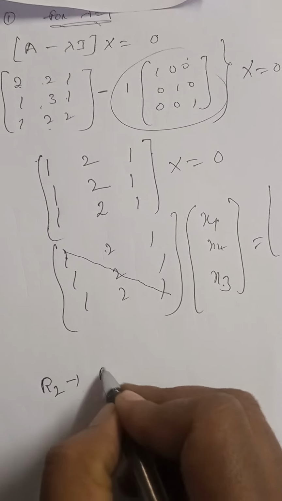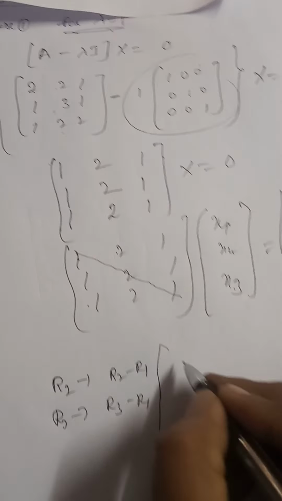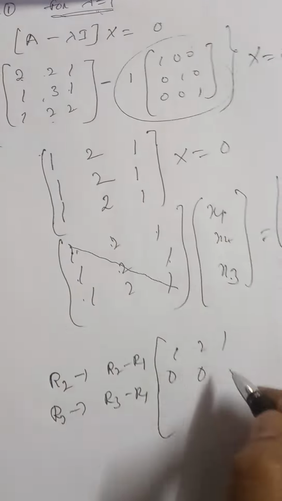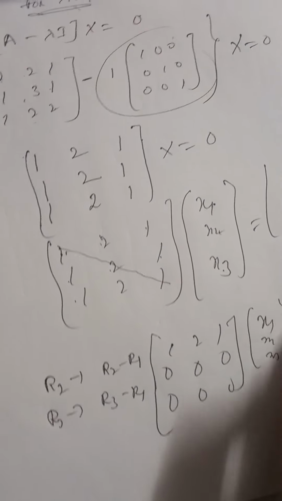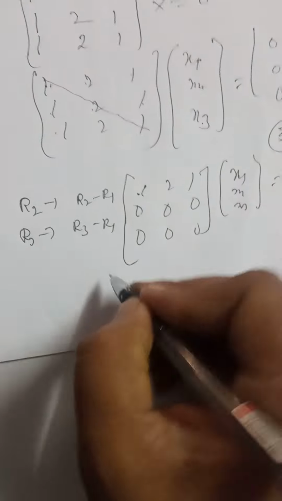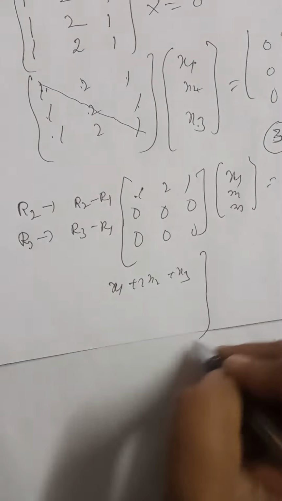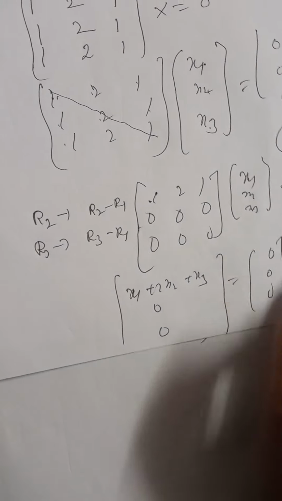See, R2 changes to R2 minus R1, R3 changes to R3 minus R1. So 1 2 1, then 1 minus 1 is 0, 2 minus 2 is 0, 1 minus 1 is 0, and the third row is 0 0 0, into x1, x2, x3 is equal to 0, 0, 0. Now multiply this one. How many equations will you get? 1 into x1 is x1 plus 2x2 plus x3, and the other rows give 0 equal to 0.